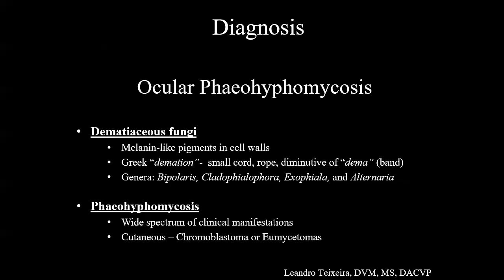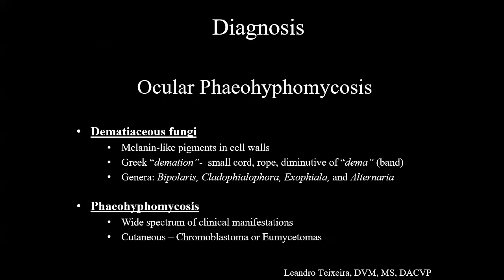As I said, the dematiaceous fungi are a group of pigmented fungi. They have melanin-like material. I always like to go back to the origin. The name dematium is like small cords, like little ropes, the diminutive of dema, which are bands. These fungi can be of many genera: Bipolaris, Cladophialophora, Exophiala, or Alternaria. We cannot make that distinction morphologically. We need a culture. Sometimes we will do PCR.